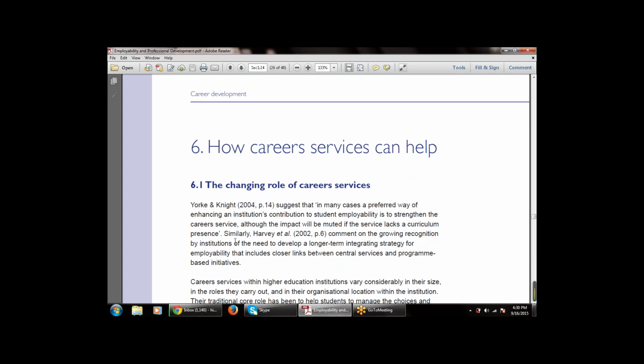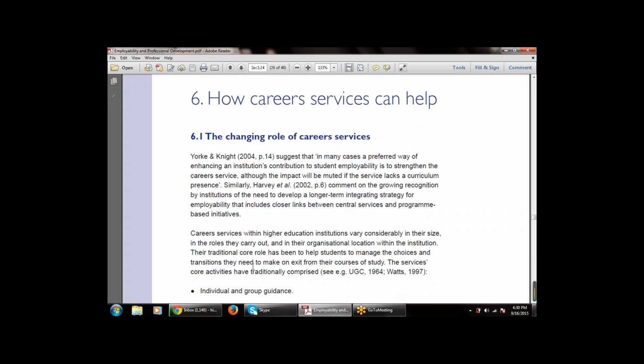Institutions also need to develop a long-term integrated strategy for employability that includes a closer link between the central services and the program-based initiatives. So the central services are also used for the program-based initiatives or criteria.